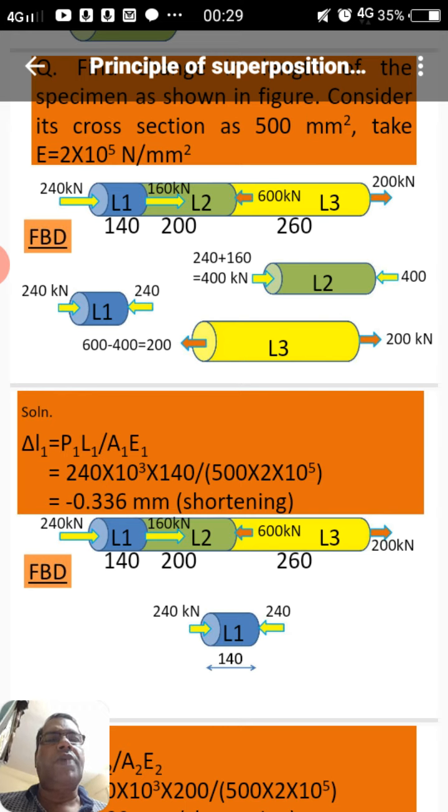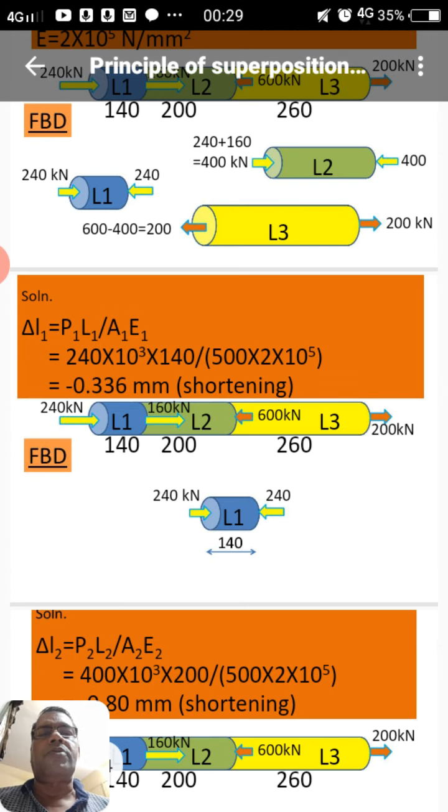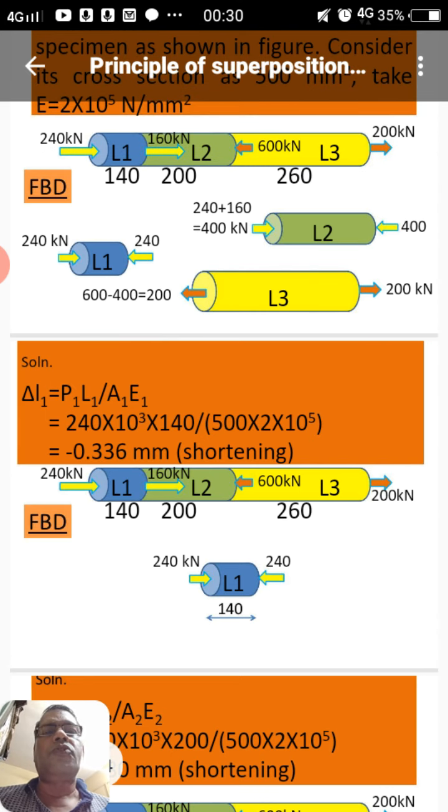Now the right end of the L2 section is having 400 leftward. Already in the given bar 600 kN is there in the leftward, so the net force 600 minus 400 will be acted upon by the third section in the leftward direction, so it is 200. Now balancing of this is 200 in the opposite direction. It is also given in the given problem. So this is a check that the given problem having the right end 200 kN in the rightward direction, this should be equal in the free body diagram also. So this way we can find out the free body diagram of each section.